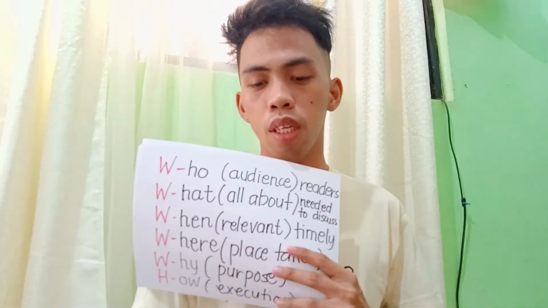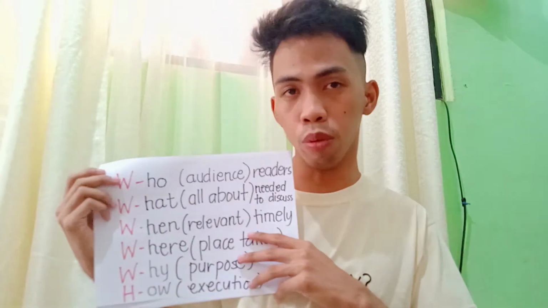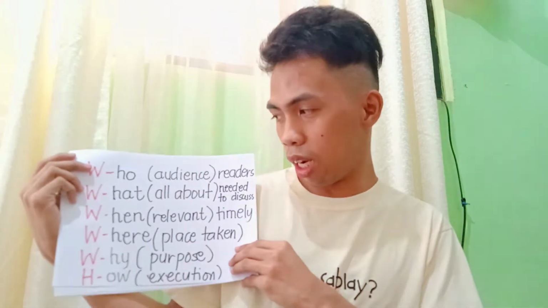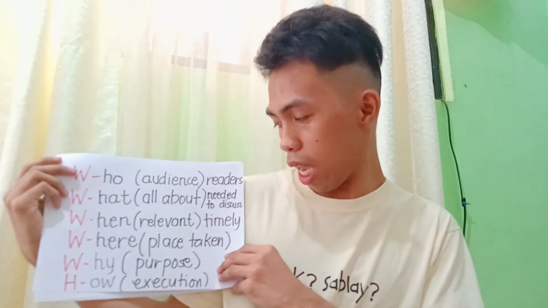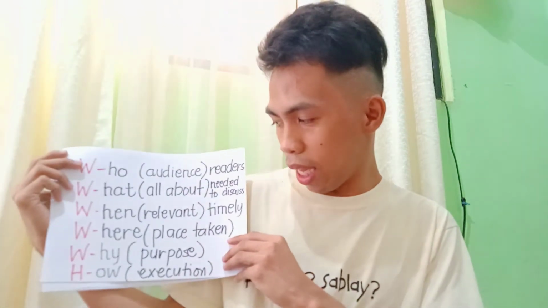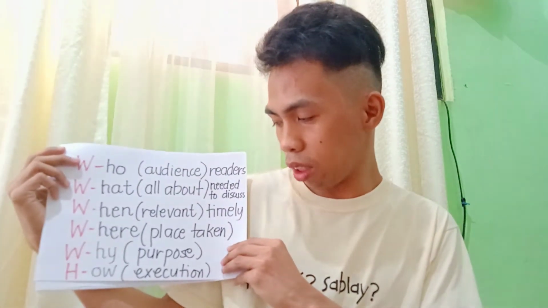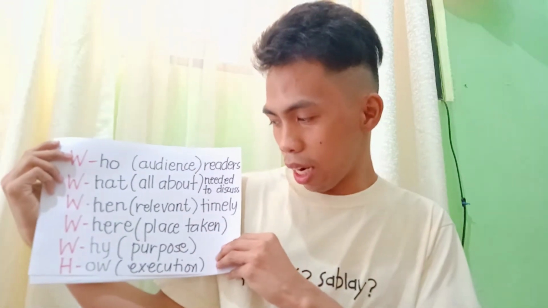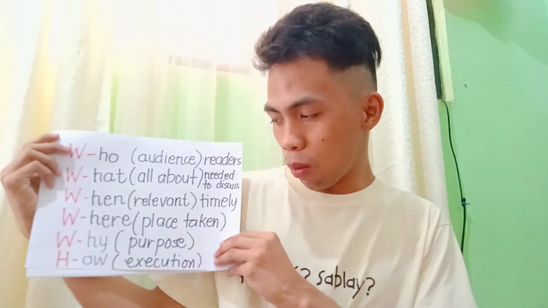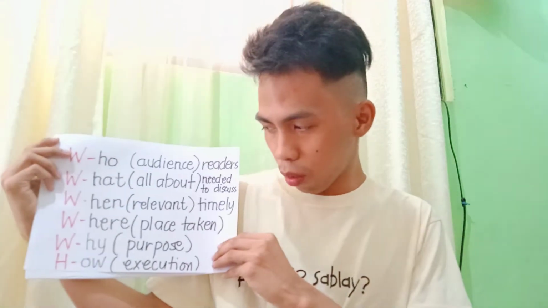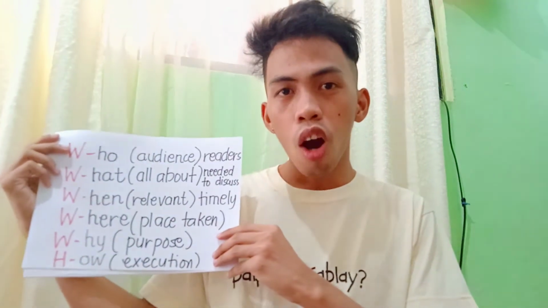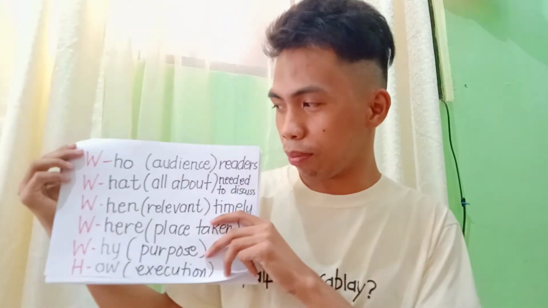Basically, the five W's and H are: first is who. Who pertains to your audience and readers. What is your lead all about and needed to discuss. When is about relevance, or being timely, of the lead that you are going to write. Then where, the place taken. Then why, your purpose when writing a lead. Then last is how, or the execution of how you are going to write your lead.